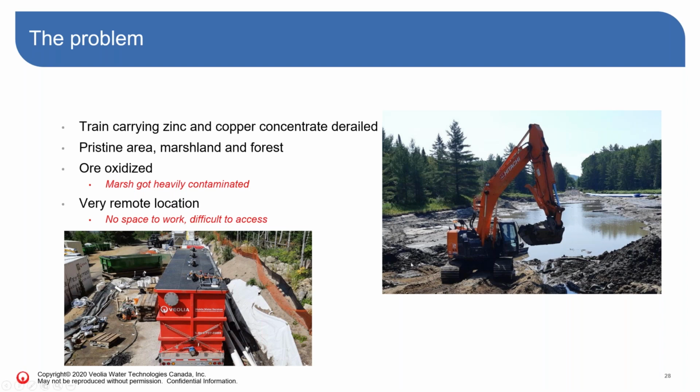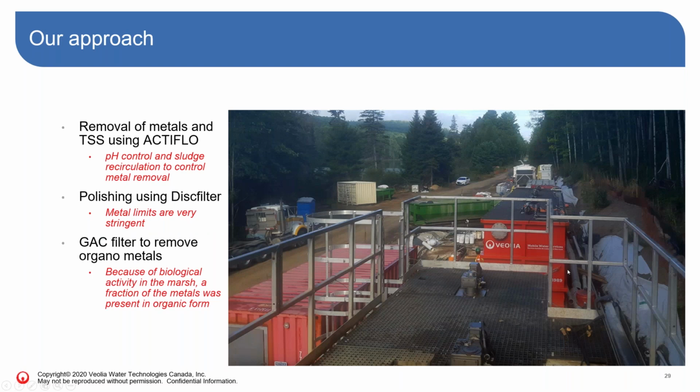One constraint we have is that because this is a pristine area, we were not allowed to cut any trees. We had to work on the old rail bed, and we had maybe 10 meters wide to set up all the equipment. So as you can see on the slide to the bottom left, and on the next slide, which I'm going to show you right now, we had to lay out all the equipment there one behind the other in a long line, because there was simply no space to do otherwise.